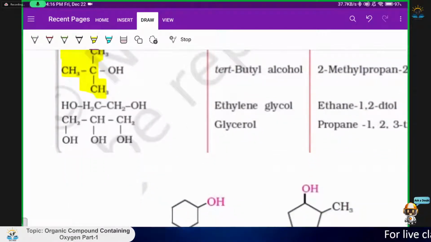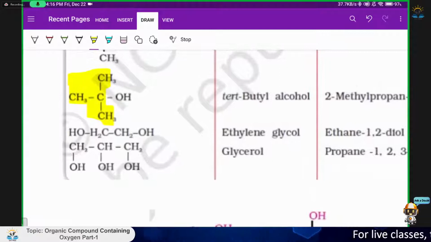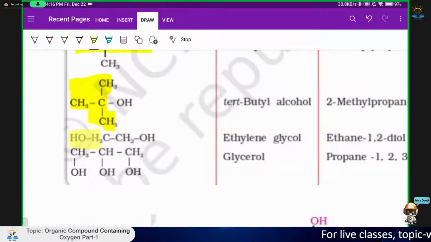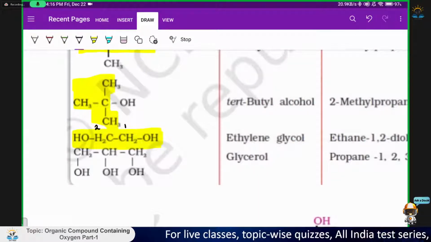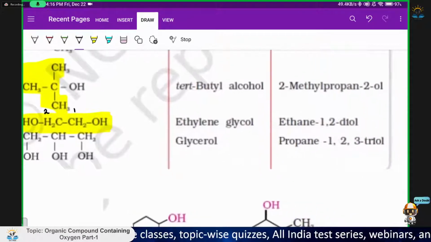Now for polyhydric alcohol, for example, here we have ethylene glycol. Here it's known as ethylene glycol. So when we assign the position, the carbon chain will be 2 carbon long. So the name will be ethane 1,2-diol.